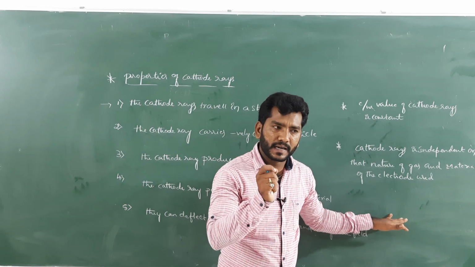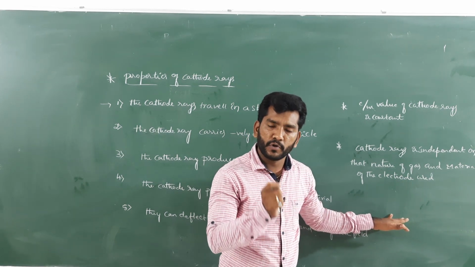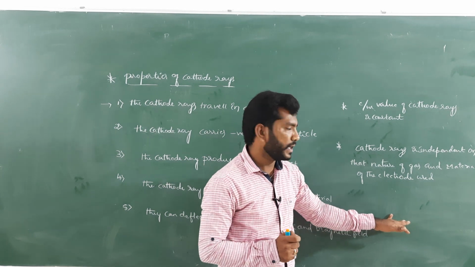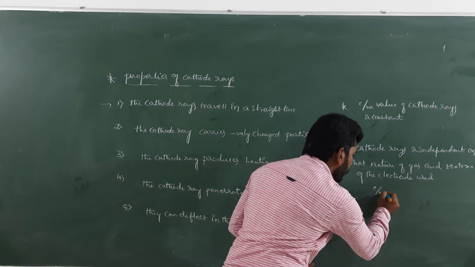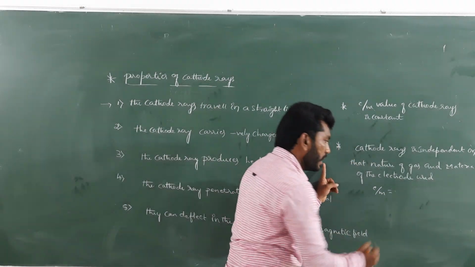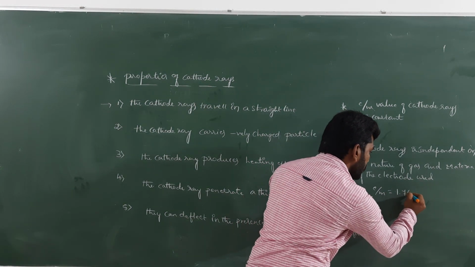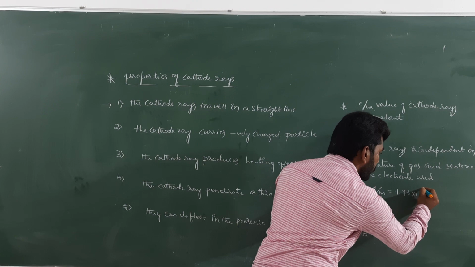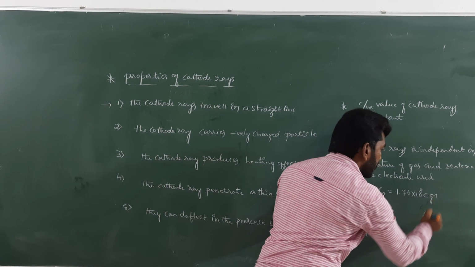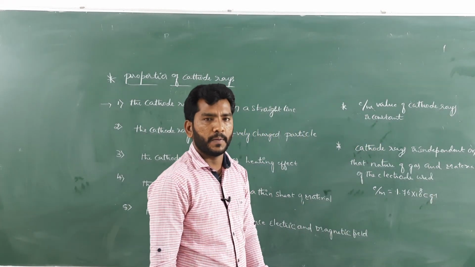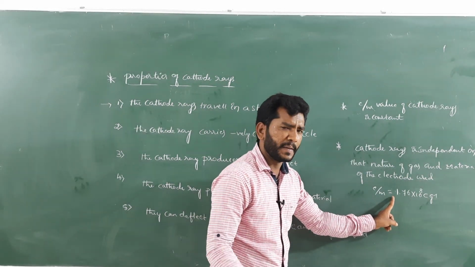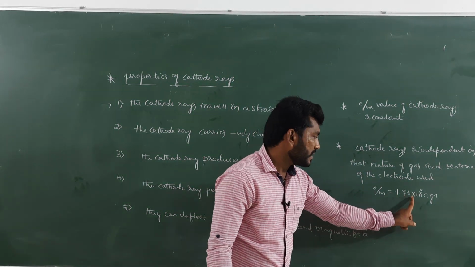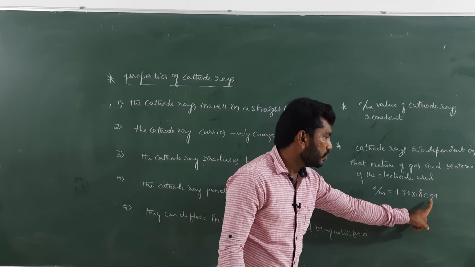That's why the ratio of charge and mass would be the same, guys. Hence the e/m value of cathode rays, nothing but electrons, would always be 1.76 × 10^8 coulomb per gram.